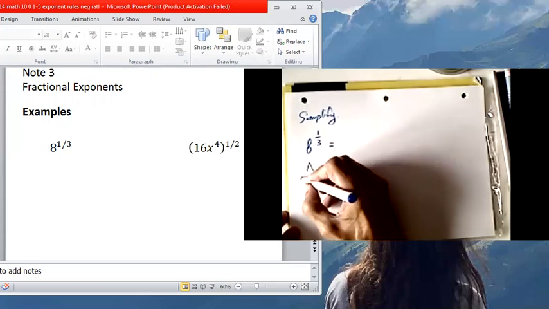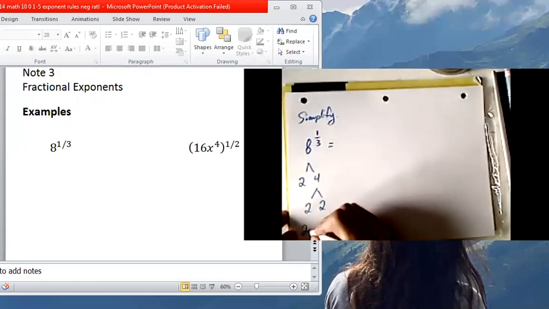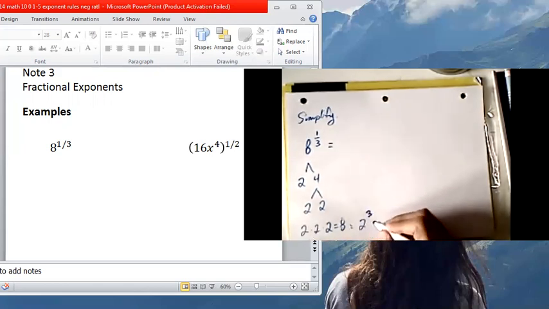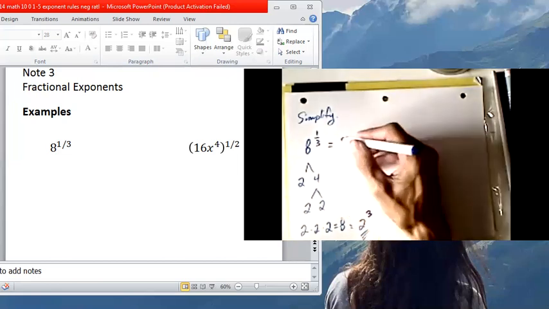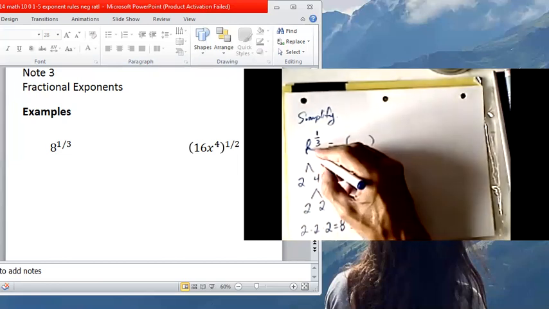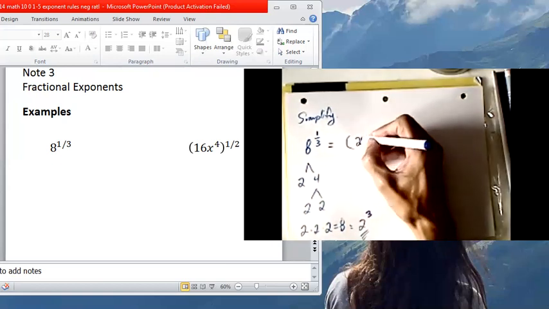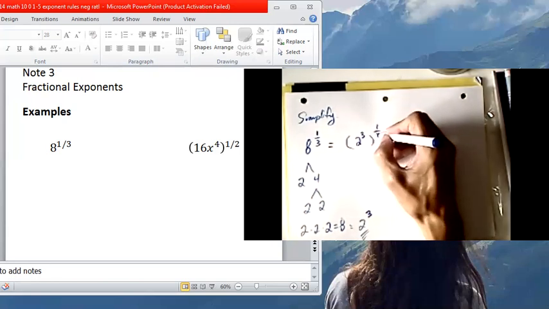8, what does it switch to? 2 and a 4. What gives you 4? 2 and a 2. So 2 times 2 times 2 is the same as 8. In other words, 2 to the power of 3. You want this version when working with fractional exponents, rational exponents. Because next thing you can do is replace the 8 with this improved version, the update. That takes the place of 8. 1 over 3, that's still there.